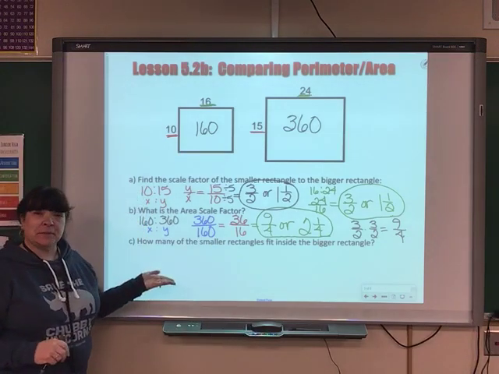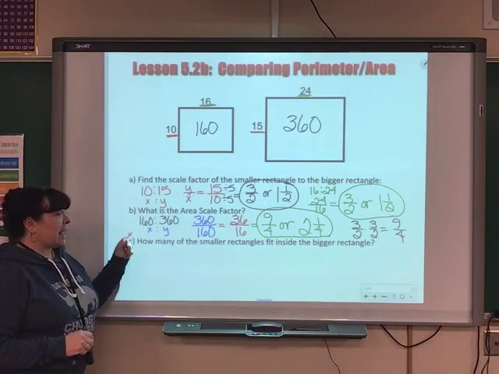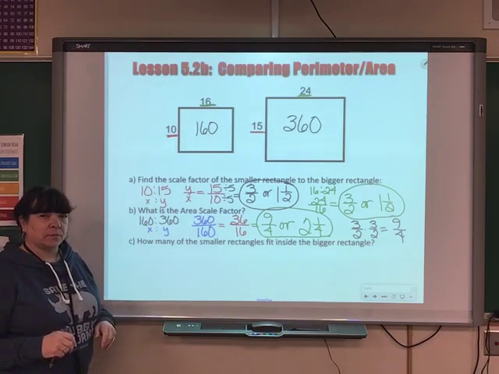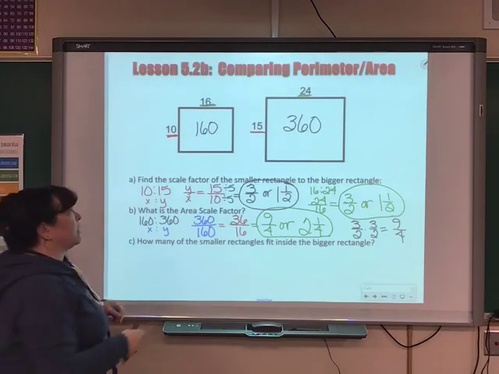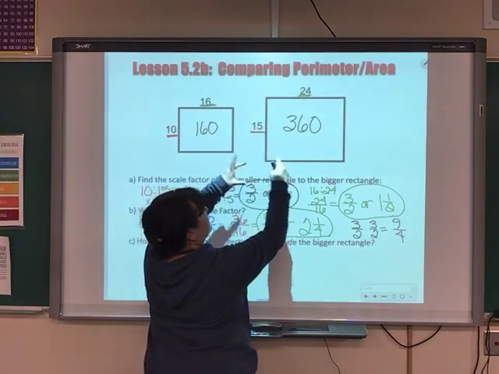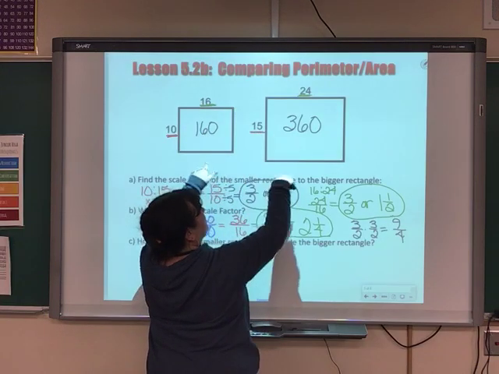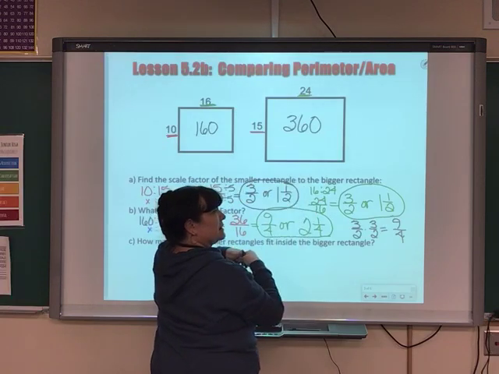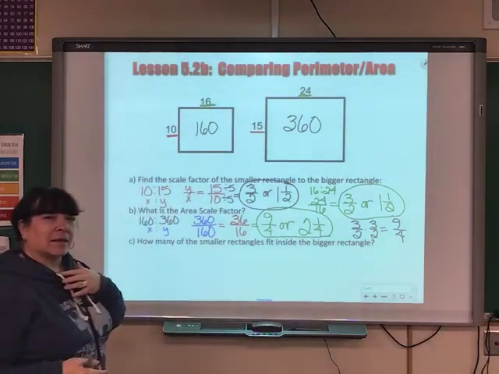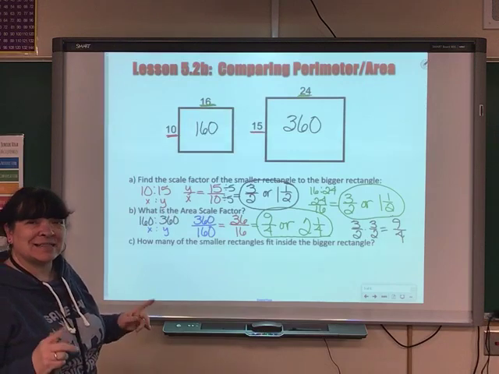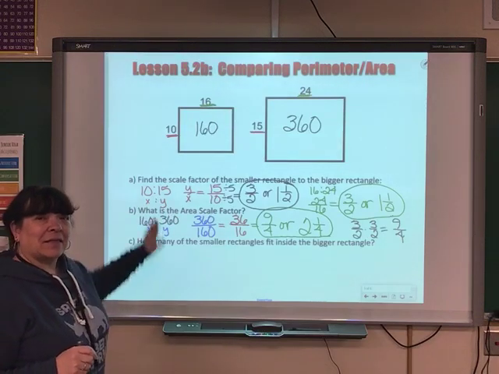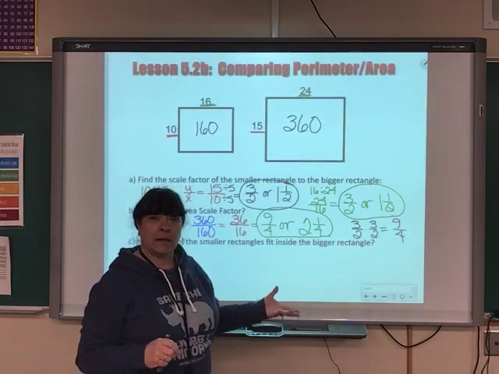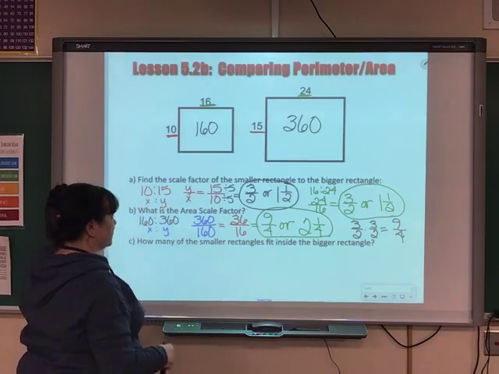Now, this is a little bit different question. This question says, how many of the smaller rectangles fit inside the bigger rectangle? Now, we could trace the two rectangles and we could fit one in there and then start cutting up whatever's going to be left and making another one and then seeing what it is. But here's the secret. It has to do with area. This area fits into that area. How many?